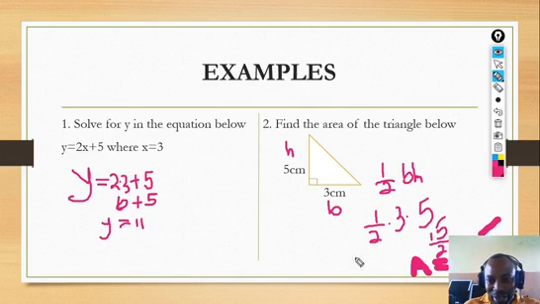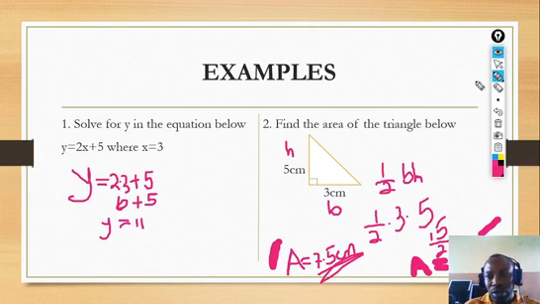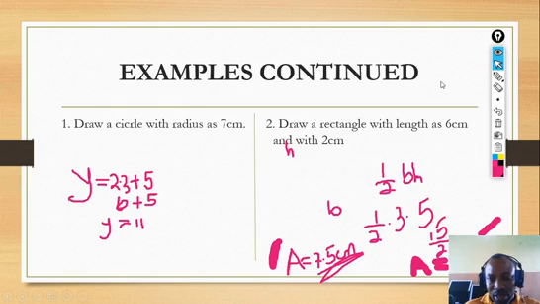So my final answer, let me write it here. My area is equal to 7.5 cm. So this is our answer to this question. So let's move to the next one. The next question says draw a circle with radius this, and then draw a rectangle.